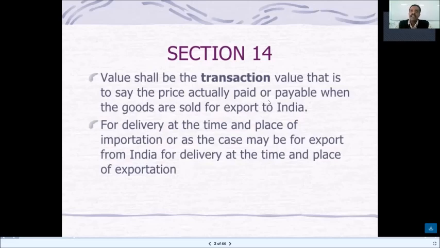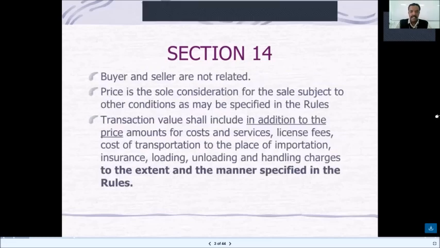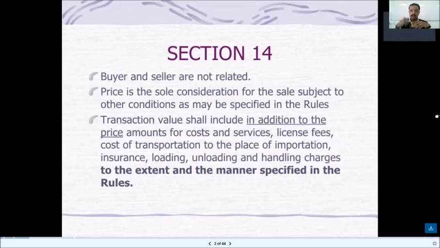So for any goods intended to be delivered into India, the transaction value will be the price being paid for the goods that have been imported. Section 14: buyer and seller are not related. So the first important thing that you need to know is that it should not be a related person sale. Then price is the sole consideration for the sale, subject to other conditions as may be specified in the rule. Transaction value shall include, in addition to the basic price, what is being paid for the goods.